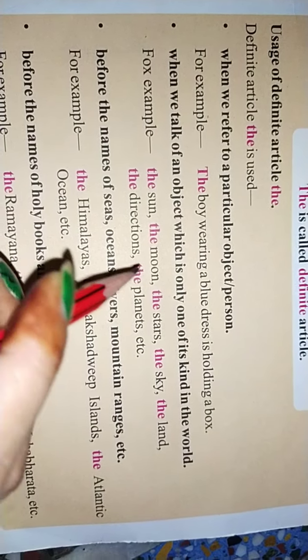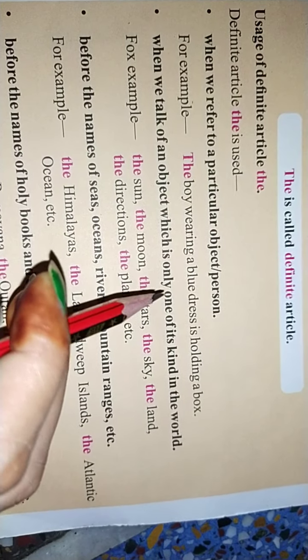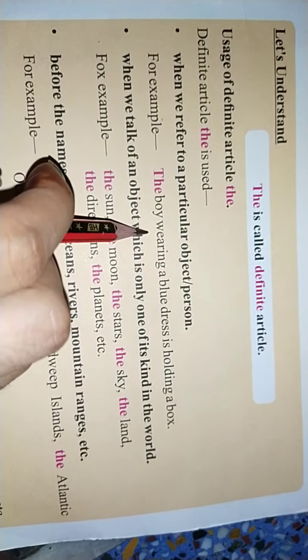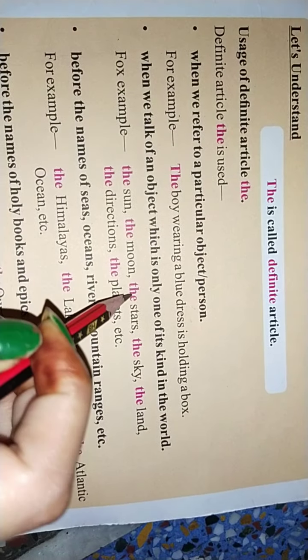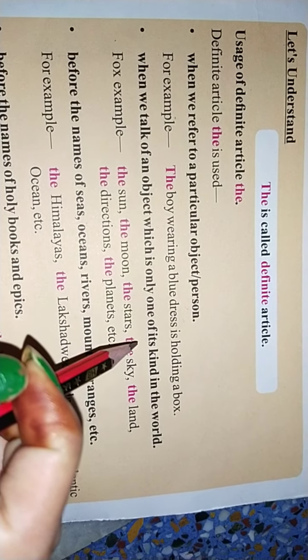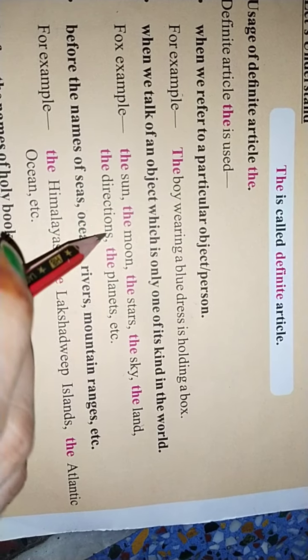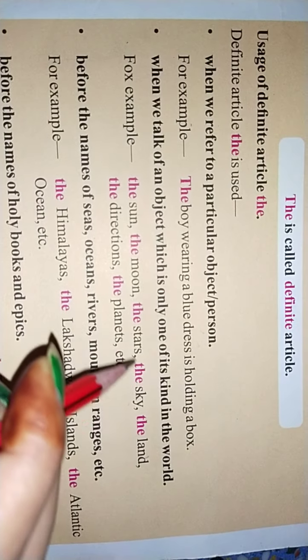When do we use the? When we refer to a particular person or object. Okay, when we are talking about any particular person or an object, we use the. Also when we talk of an object which is only one of its kind in the world: the sun, the moon, the stars, the sky, the land, the directions, the planets, etc. All these things are one of their kind in the whole world. That's why we are using the with them.